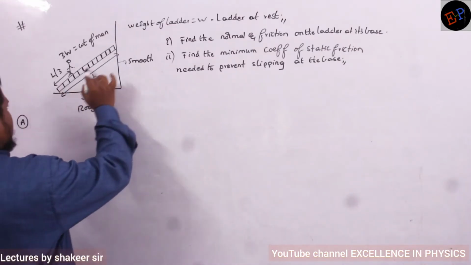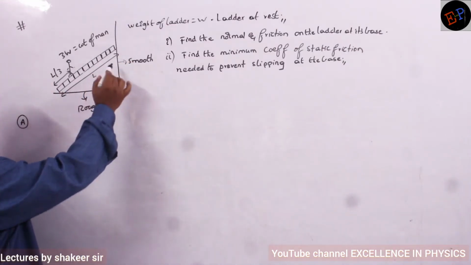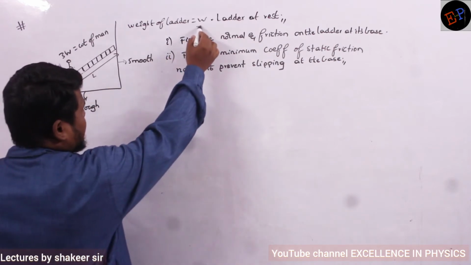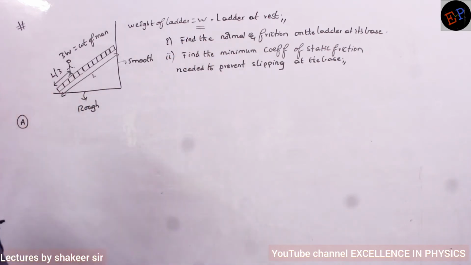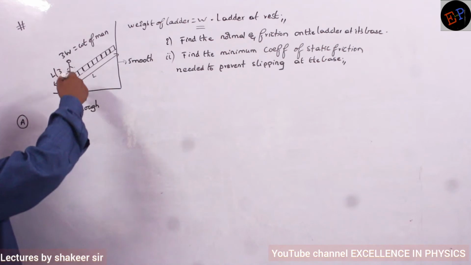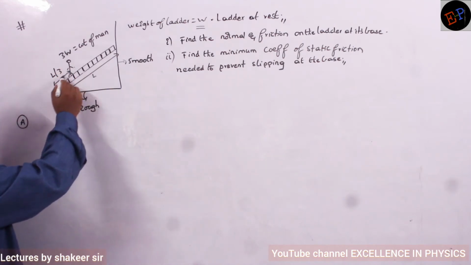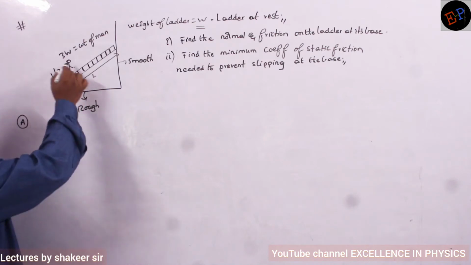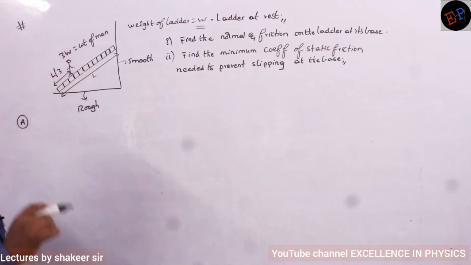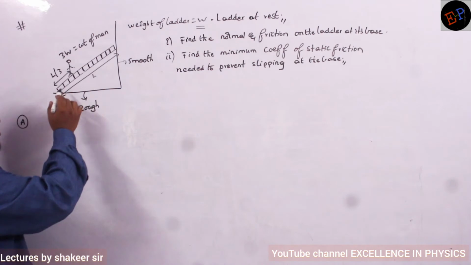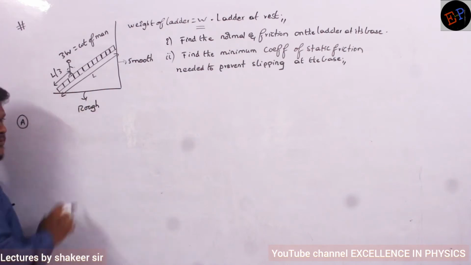So this is a ladder. Length of the ladder is L, and weight of the ladder is W. Clear now? On this ladder, a man is also standing at a distance of L by 3, and the weight of the man is 3W. Clear now? And there is friction between ladder and the ground.